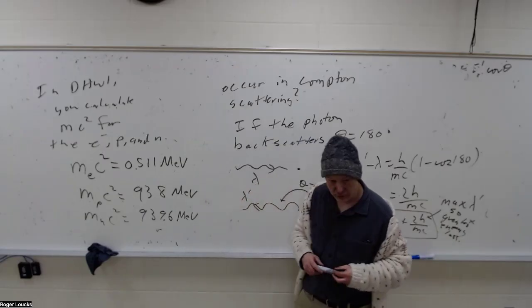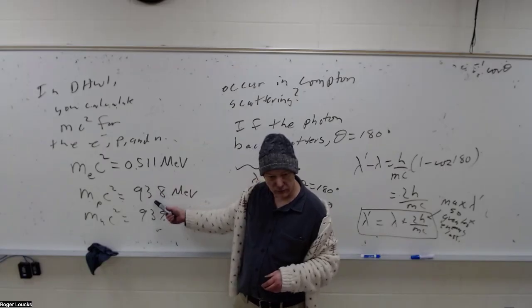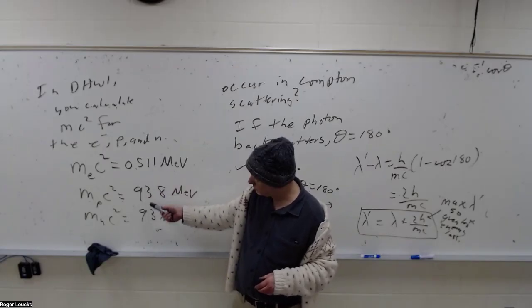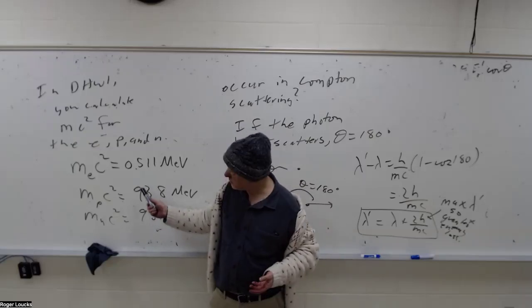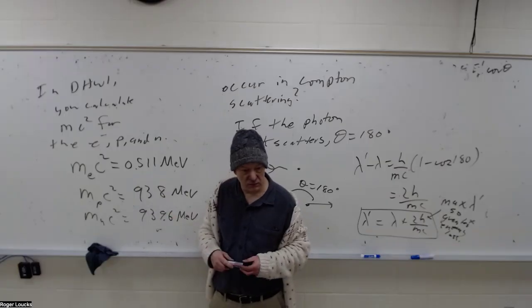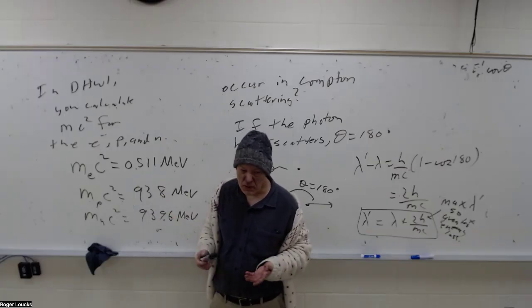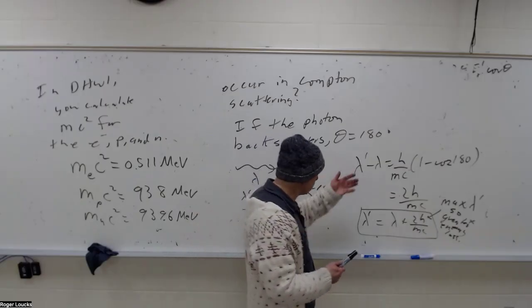So this is what you have here. Effectively, what's the difference, order of magnitude wise? What's the ratio of these? This is basically 1,000. This is basically a half. So the proton is about 2,000 times more massive than the electron. Okay, so if we go over here to our little friend.